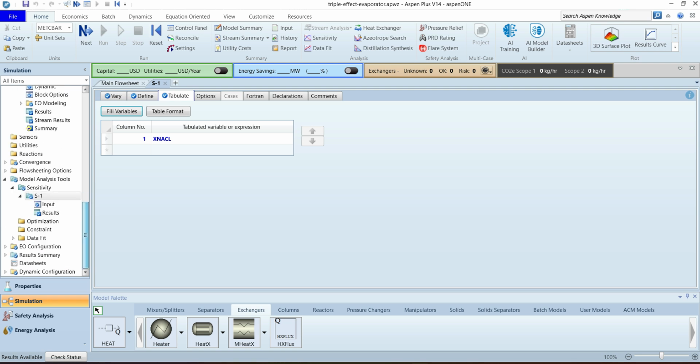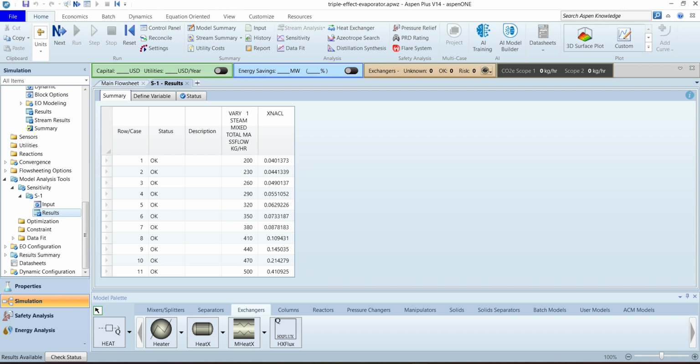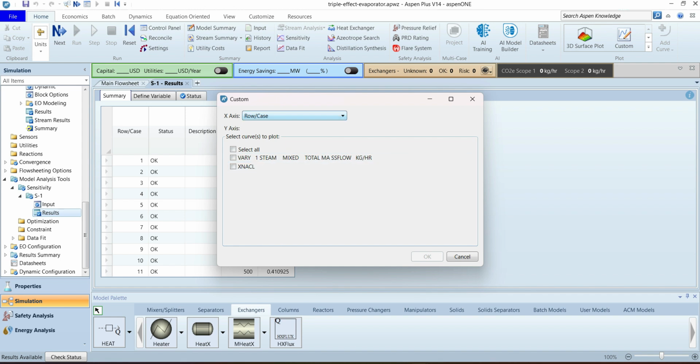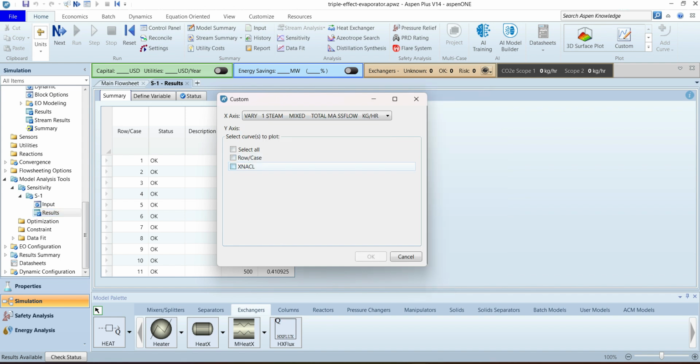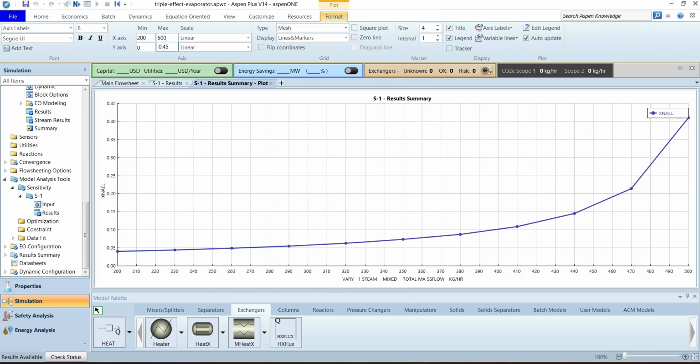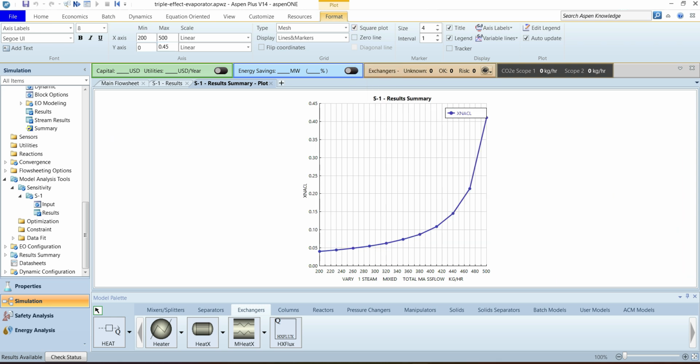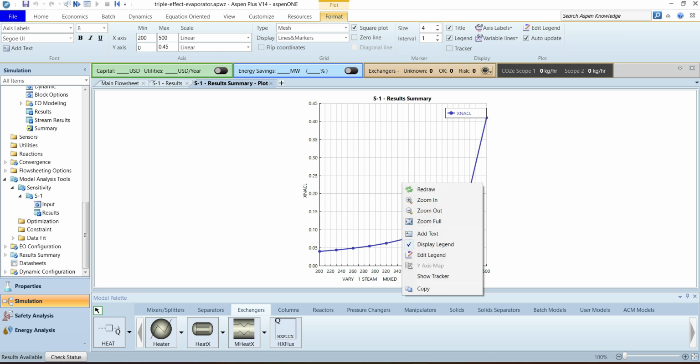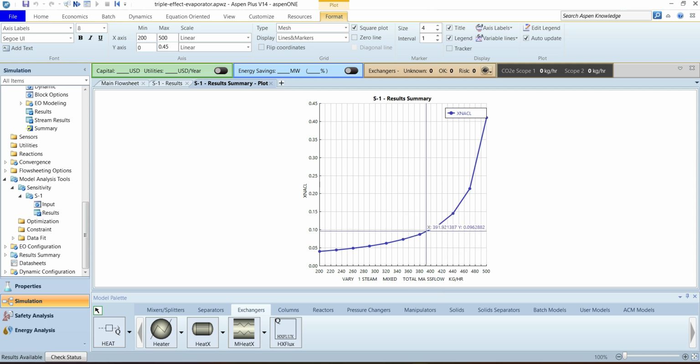Let's have a look on the results. This is how the salt concentration varies as a function of increase in the steam flow rate. We can plot the steam flow rate on the x-axis and the concentration on the y-axis. So this is how the brine concentration increases.